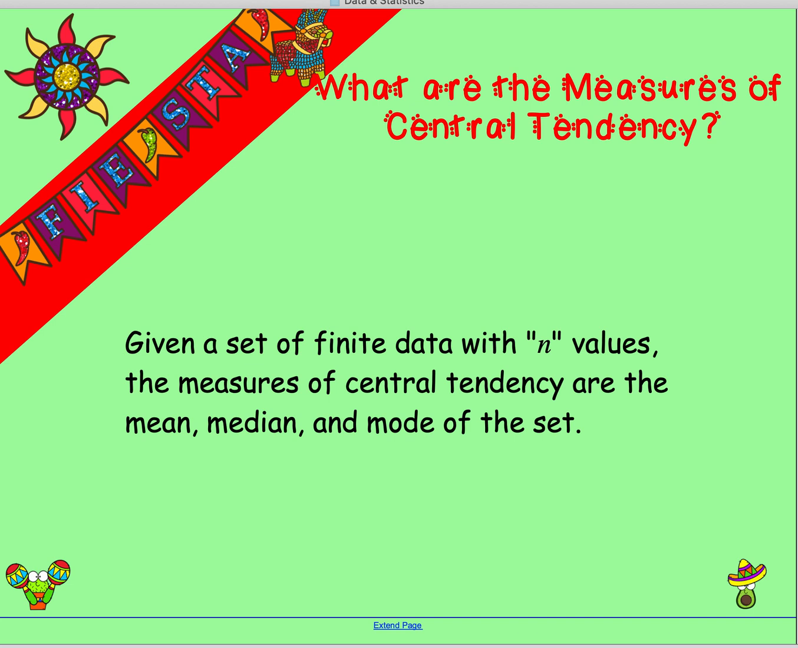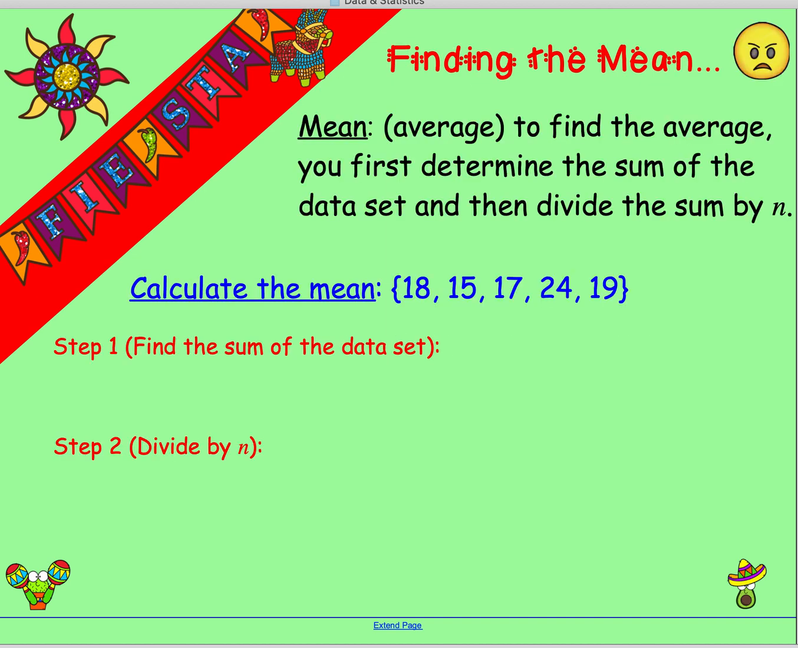Okay, so what are the measures of central tendency? When we're given a set of finite data, finite means that we can count it. Okay, so 1, 2, 3, 4, 5 things in this data set. 1 million people, 7.5 billion people in the world. We're talking about the mean, median, and mode. Things that measure the middle. What's the middle? Talking about what's typical of that group. That's what central tendency is.